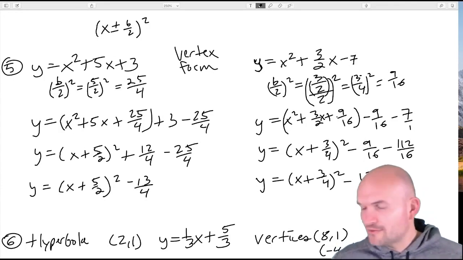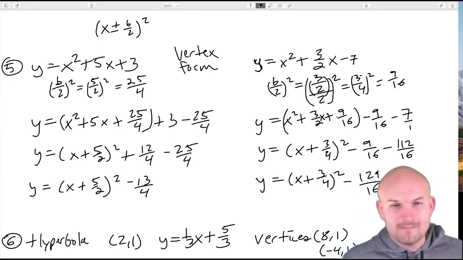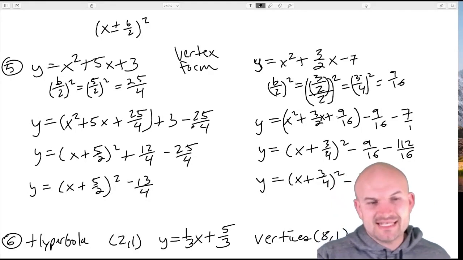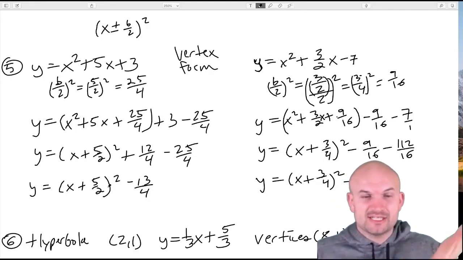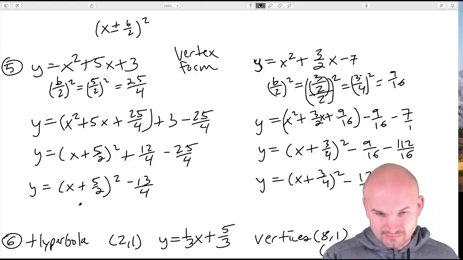and therefore that's going to be a negative 121/16. Now the one thing the other student also had a question on was determining if these are maximums or minimums. And again, since my a is positive, you can see this graph is going to be opening up, both of these. So therefore, these are both going to be minimum values.